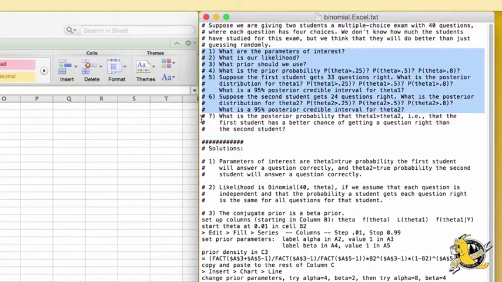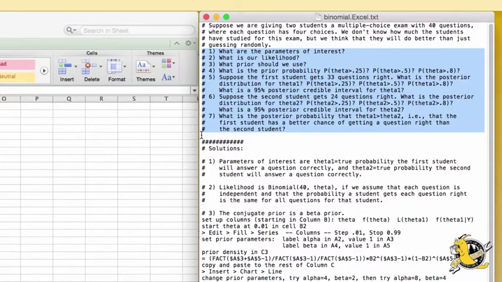Based on the scenario, we can ask a number of questions. What are the parameters of interest? What is our likelihood? What prior should we use? What is the prior probability that theta parameter would be greater than 1/4, 1/2, or 0.8?